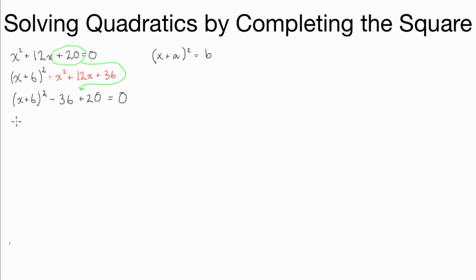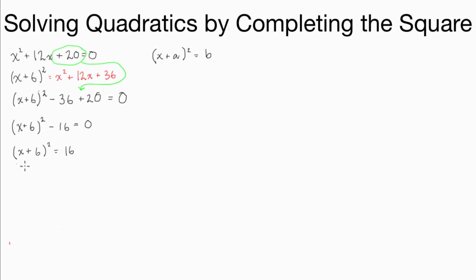Now the next step is we're going to combine those two c terms that we have together. So we've got one term. Negative 36 plus 20 is just negative 16. And that all equals 0. So then we have this looking like this, and we just move the 16 over to the other side by plussing it to both sides, and we're left with that.